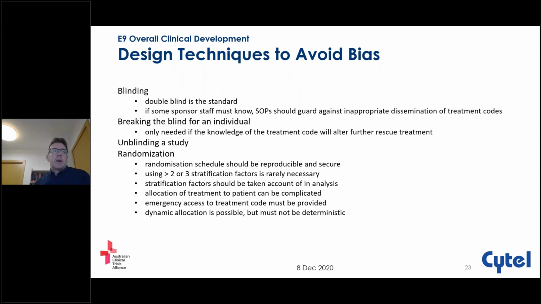And it gives advice and guidance about randomization. And I've just copied some of the items on here to give you a flavor of the content. So, randomization should be reproducible and secure. So you've got to keep that randomization seed. Talks about stratification factors being taken account of in the analysis. Emergency access to treatment codes being provided, and about dynamic or covariate balanced allocation. And that if that's used, it cannot be deterministic. So these are the kinds of guidances that you'll see under design techniques.